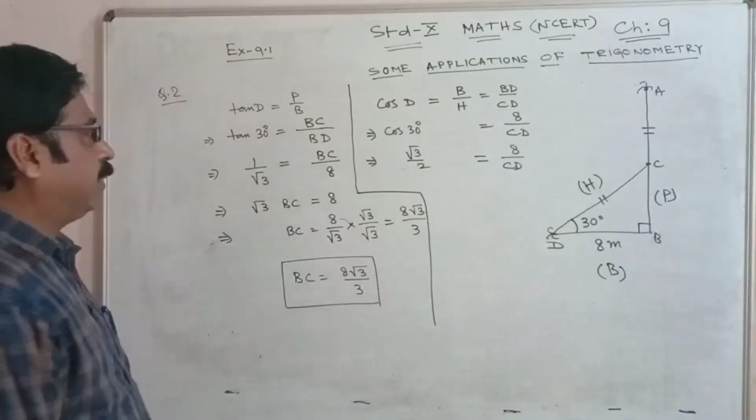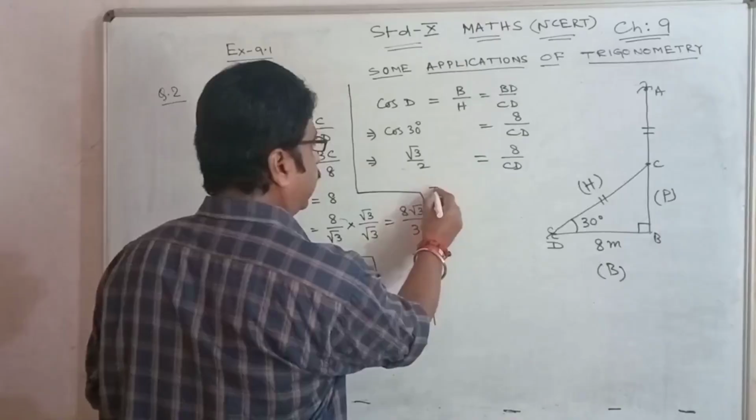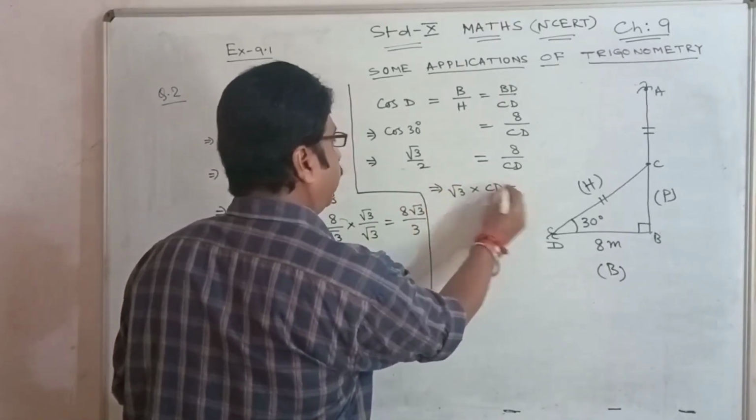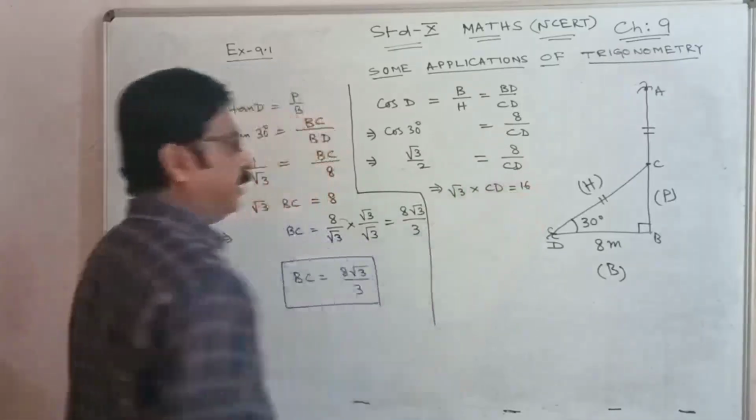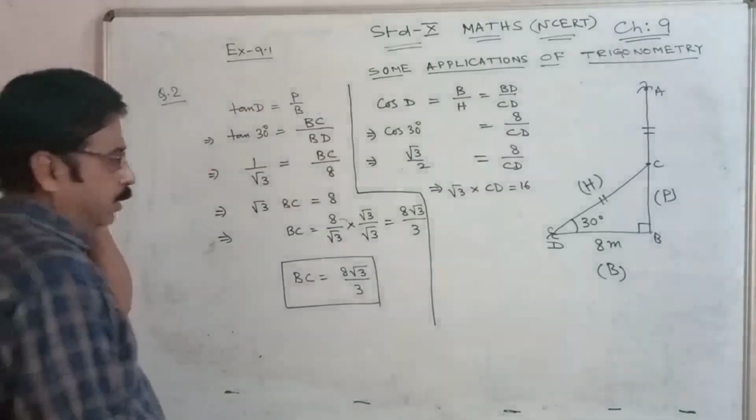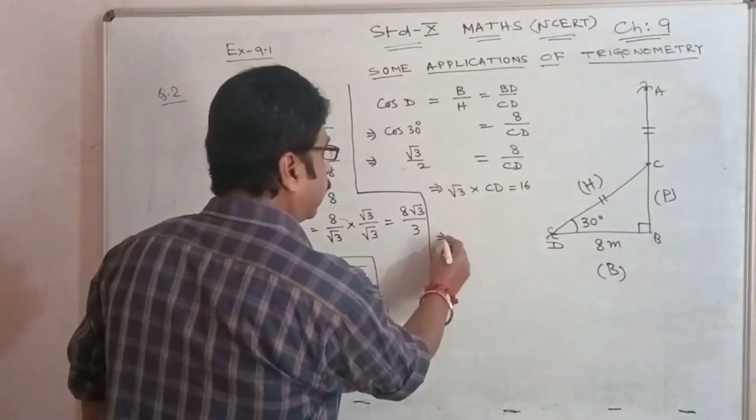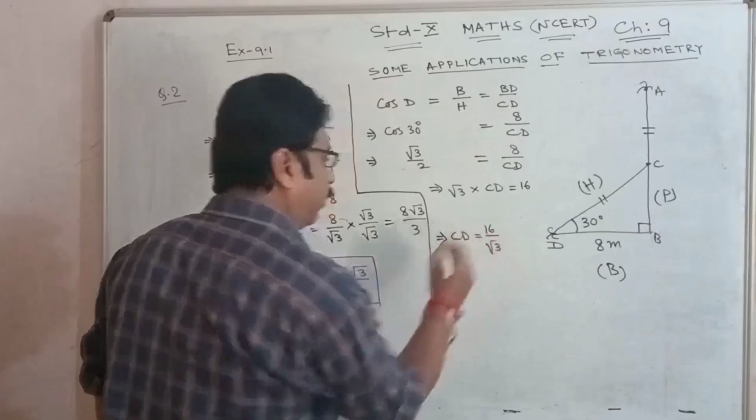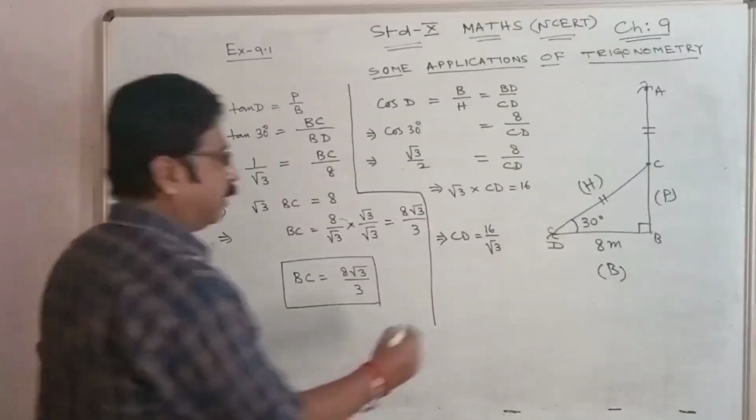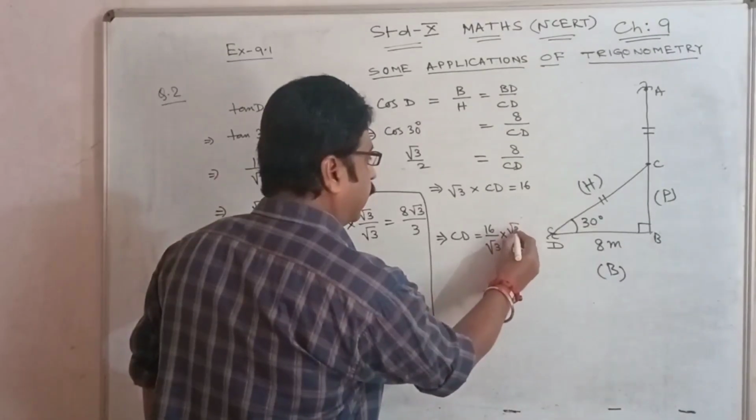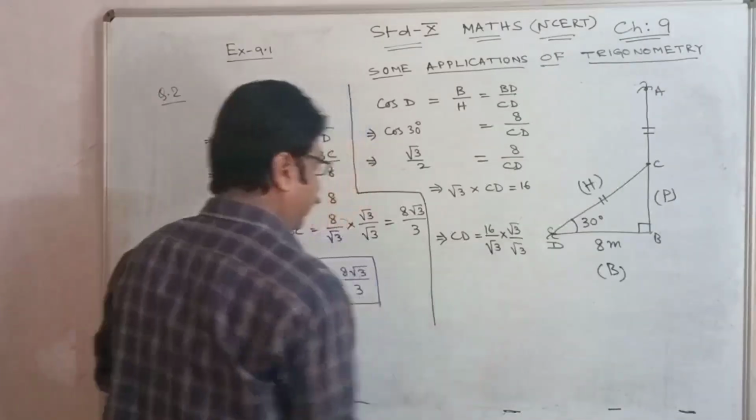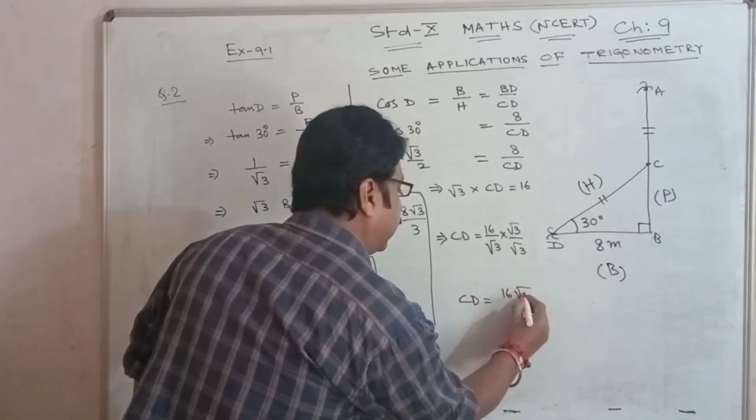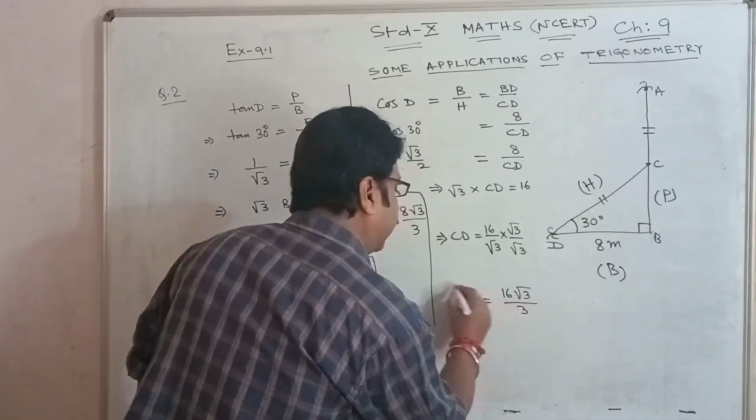We can do cross multiplication. Root 3 into CD will be 8 into 2, which is 16. That means CD will be 16 upon root 3. We can rationalize by multiplying with root 3 upon root 3. That means CD will be 16 root 3 upon 3.